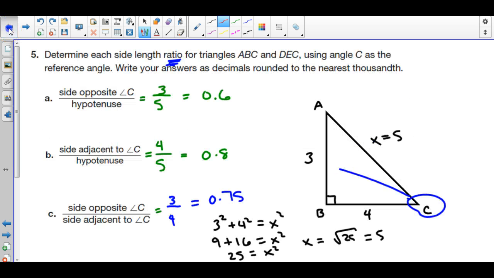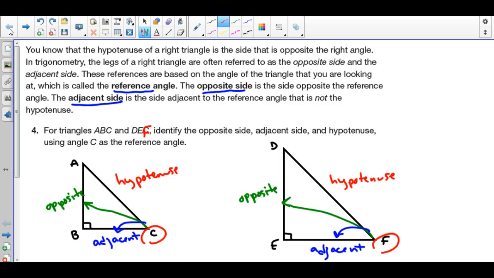So what you guys are going to do then is work through a worksheet. This was just a really short lesson just to get you guys familiar with the vocabulary. You're going to work through a worksheet that's going to have you do the Pythagorean theorem. You're going to identify similar triangles, and then you'll complete a bunch of these ratios.